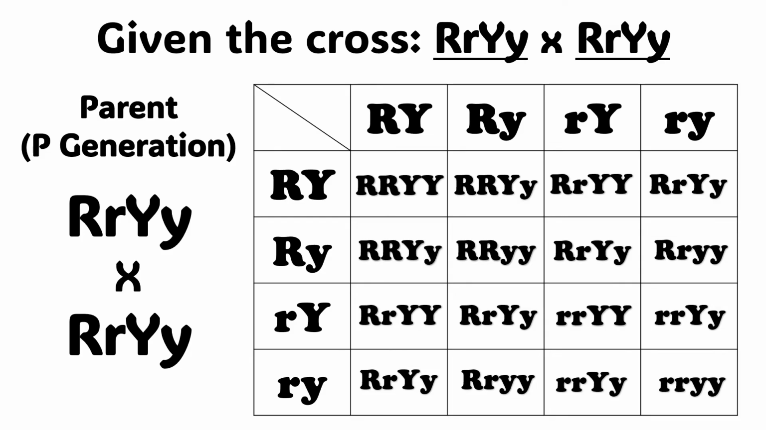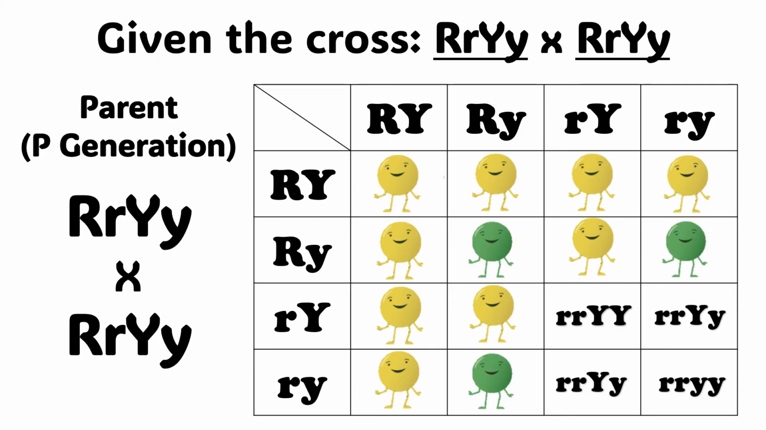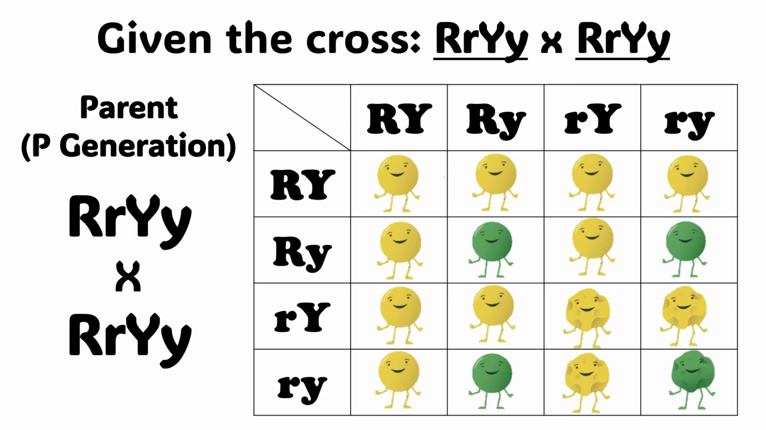Always remember that we always have to put the capital or the dominant characteristic first, regardless where we get it, whether from the top or from the side. So from the result, we get 9 round and yellow seeds, 3 round and green seeds, 3 wrinkled and yellow seeds, and 1 green and wrinkled seed.